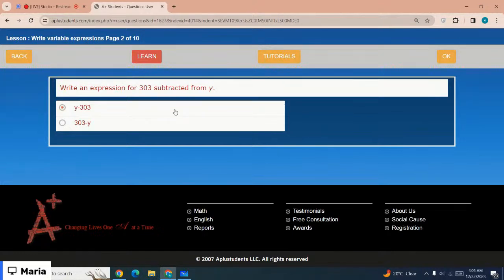Just be careful while reading the sentence, understand, and then it's okay. You just have to understand the statement. 303 subtracted from y. So that would be y minus 303, right? Option 1 is the correct option.